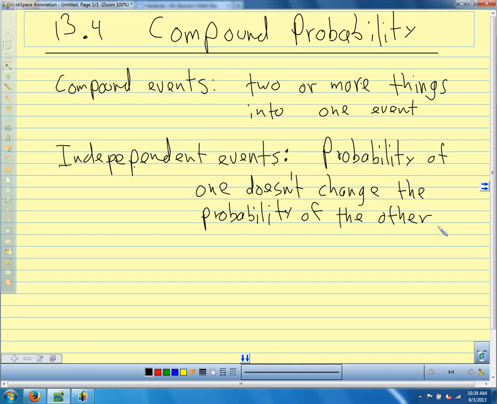The probability of me going to Chipotle for lunch and the probability of someone getting a B on their exam, those two don't affect each other. Nothing's going to change the other. So we would call those independent events. The other kind is a dependent event. And those are just the opposite. The probability of one does change the other.